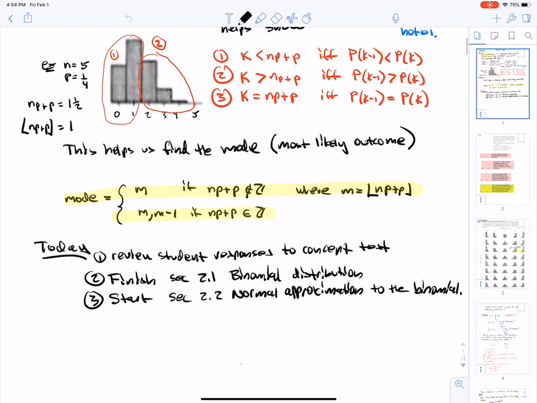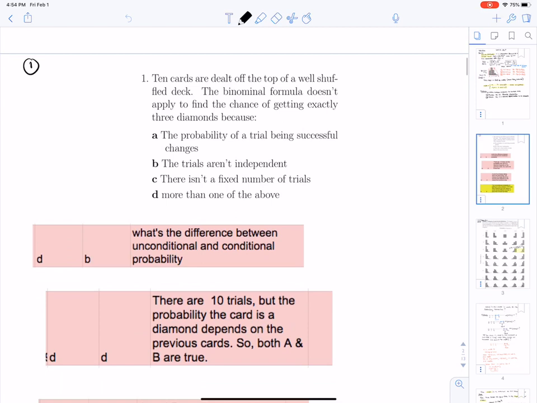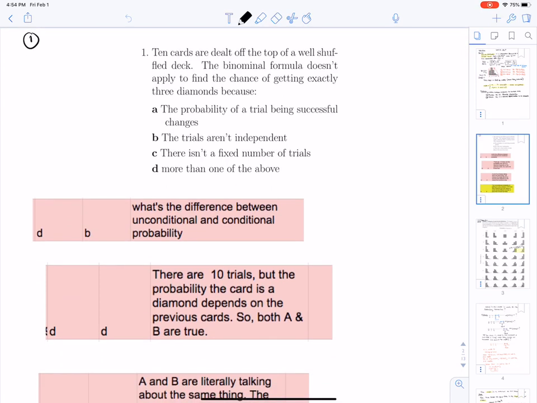Okay, so what we're going to do today, we're going to quickly review student responses from last time, then we're going to finish 2.1 on the binomial distribution and start 2.2 on the normal approximation to the binomial. So last time we had a concept test. 10 cards are dealt off the top of a well-shuffled deck. The binomial formula doesn't apply to find the chance of getting exactly 3 diamonds, because A, the probability of a trial being successful changes, B, the trials aren't independent, C, there isn't a fixed number of trials, or D, more than one of the above.